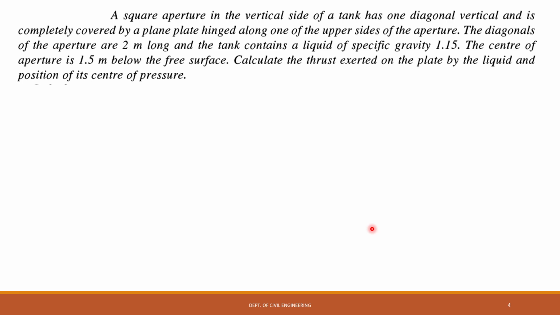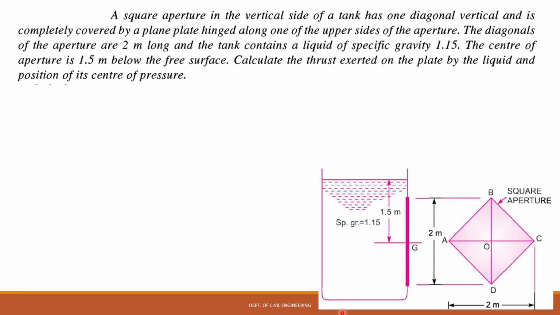So we need to read this question again in order to understand this question. Okay, we'll consider the figure. So we'll read the question again. A square aperture in the vertical side of a tank has one diagonal vertical and is completely covered by a plain plate hinged along one of the upper sides of the aperture.